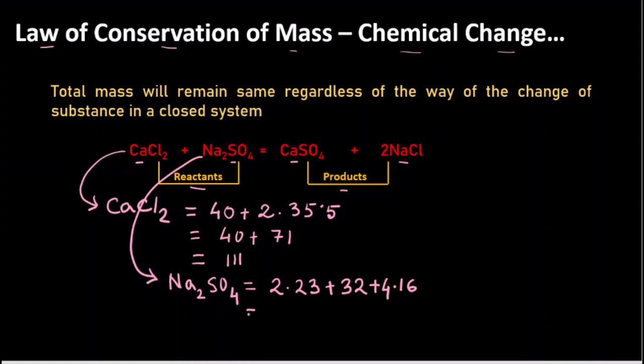Let's finish this calculation. This is 46 plus 32 plus 64 gives us 142. Now, this one plus this one, 111 plus 142. This is the total mass of the reactants. So let's see, this is coming 253.